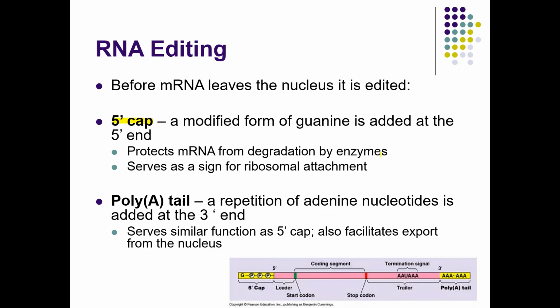And what it does is it actually kind of protects the mRNA from degradation because there's enzymes in the cytoplasm that could break it down. But it also tells that RNA where to attach to the ribosome. And so that 5' end is going to be where the mRNA attaches. On the other end, on the 3' end, there's a series of adenine nucleotides, and that's going to help that mRNA get out of the nucleus and to get where it needs to go to a ribosome.